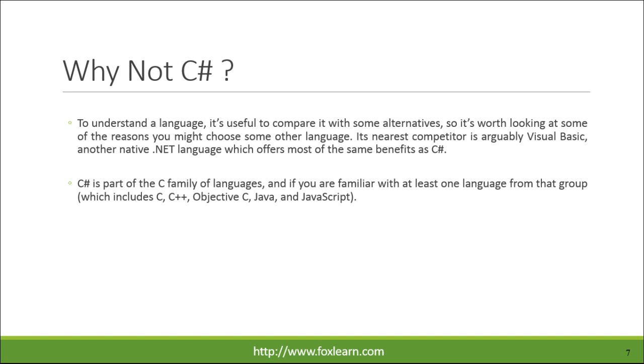To understand a language, it's useful to compare it with some alternatives, so it's worth looking at some of the reasons you might choose some other language. Its nearest competitor is arguably Visual Basic, another native .NET language which offers most of the same benefits as C#. C# is part of the C family of languages, and if you are familiar with at least one language from that group, which includes C, C++, Objective-C, Java, and JavaScript.